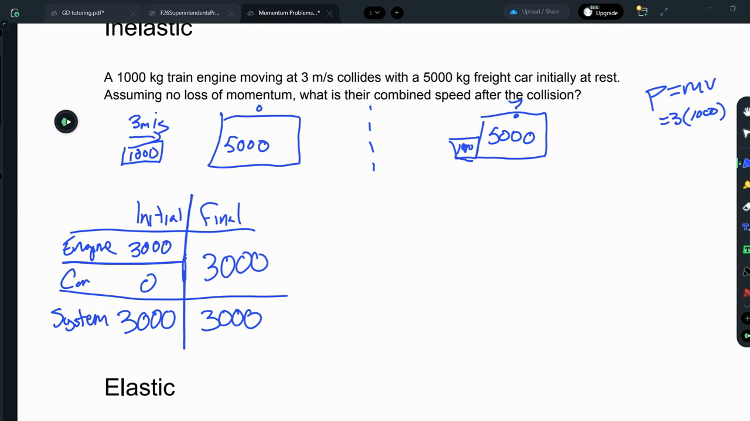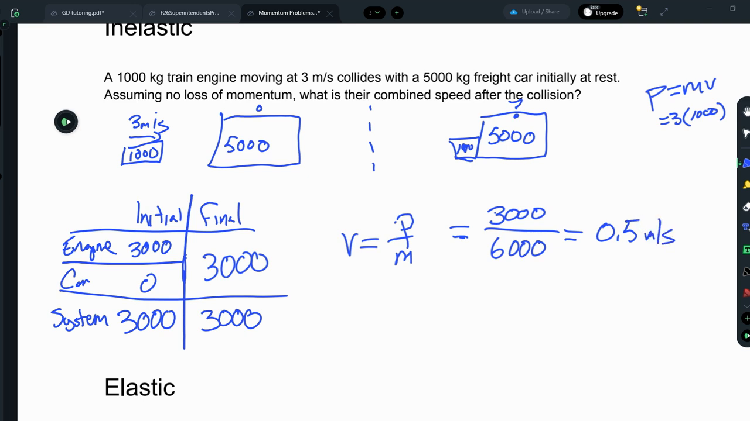To figure out their speed afterwards, I'm going to rearrange my momentum formula, solve for velocity. And so my speed, my velocity, is equal to momentum divided by mass. And in this case, my momentum is 3,000. And my combined mass, 5,000 plus 1,000 together, is 6,000 kilograms. And so my speed afterwards is 0.5 meters per second. Right? So together, they're moving 0.5 meters per second. They must have the same speed because they're stuck together.